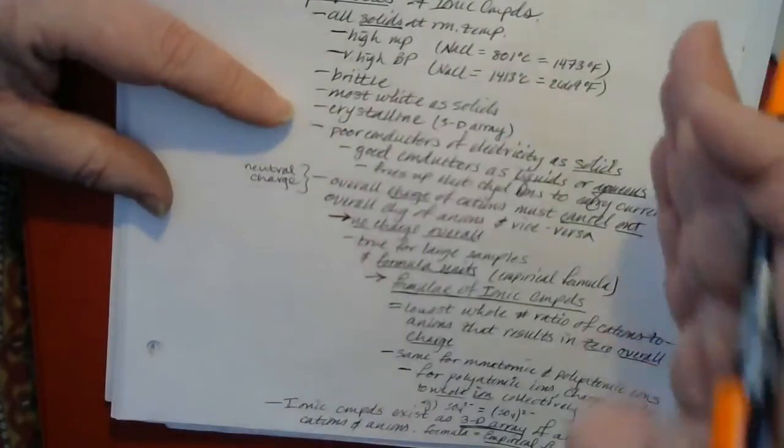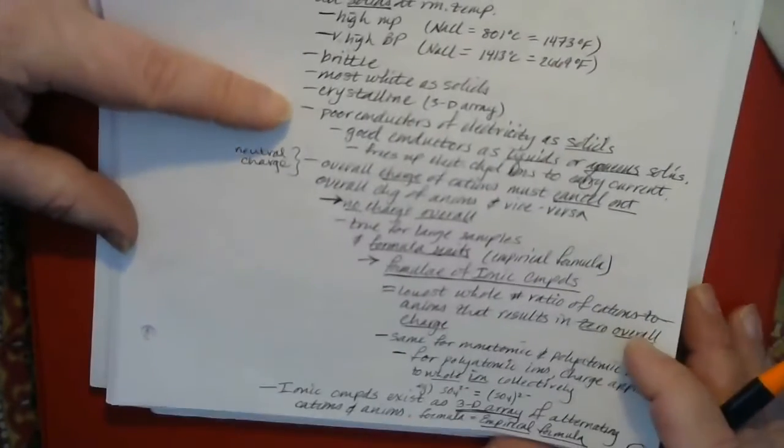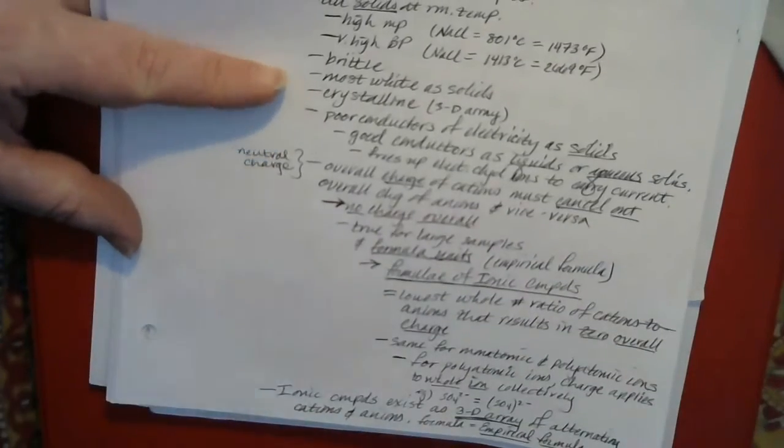There's a regular repeating pattern of the arrangement of the ions in 3 dimensions. The ions are not just thrown in together in any old order at random.